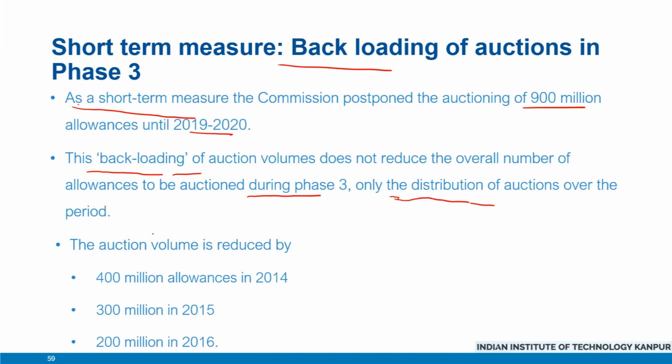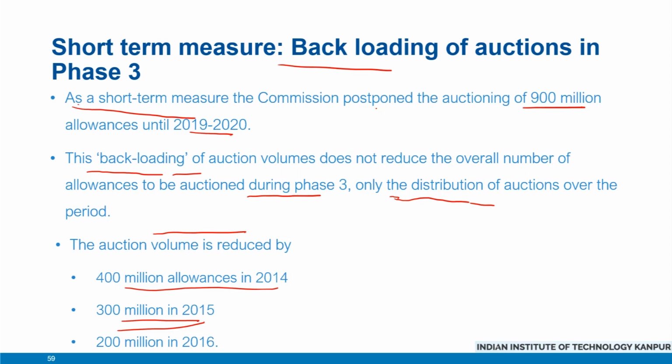And to be more specific, the auction volume is reduced by 400 million allowances in 2014, 300 million in 2015, and 200 million in 2016. And thus the auction of these 900 million allowances is effectively delayed, not cancelled, to manage the excess supply, which may result or would have resulted in imbalance of allowances in EU ETS and all the adverse consequences. So to summarize this backloading, essentially we are delaying a certain volume of allowances to be auctioned at a later date so that current excess supply can be managed.